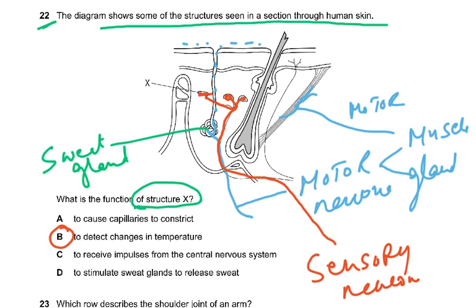So, to cause capillaries to constrict, no. Capillaries, number one, cannot constrict. Capillaries do not have muscles in their wall. To receive impulses from the nose, no, they don't receive, they take impulses to the central nervous system. To stimulate sweat glands, no, this has nothing to do with it. Sweat glands will be stimulated by a motor neuron.